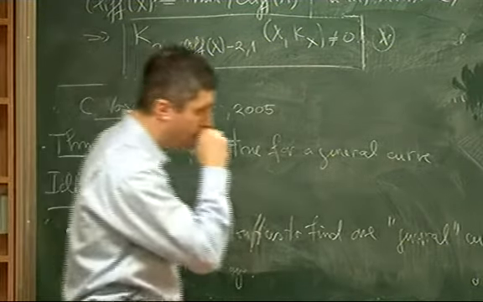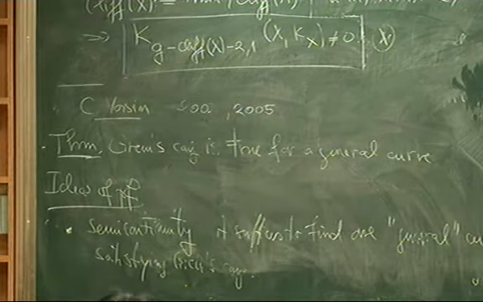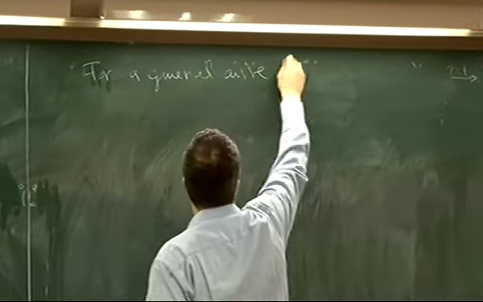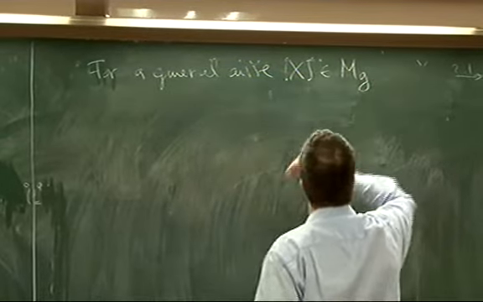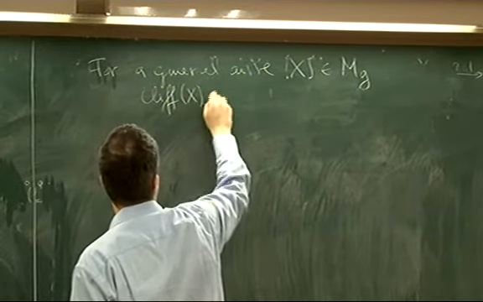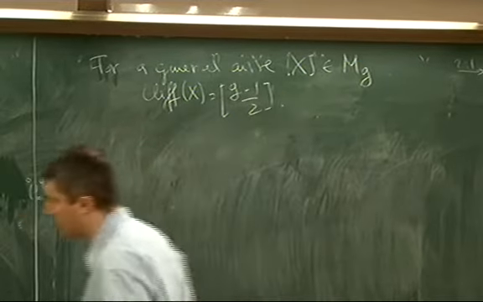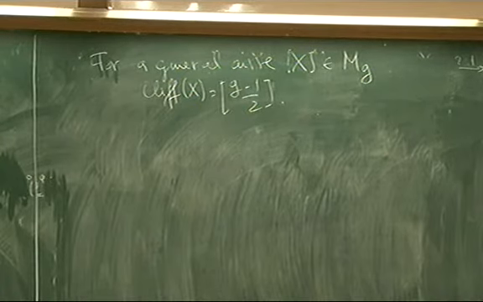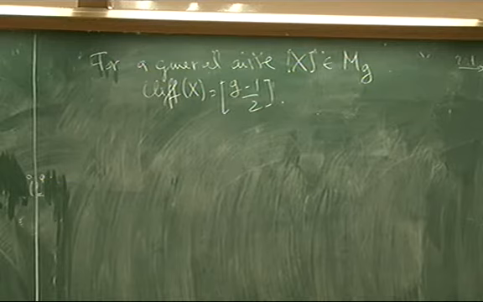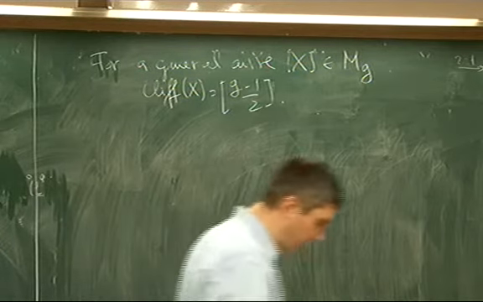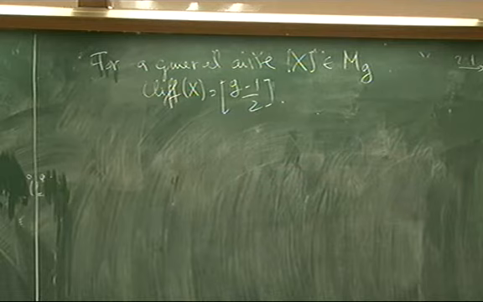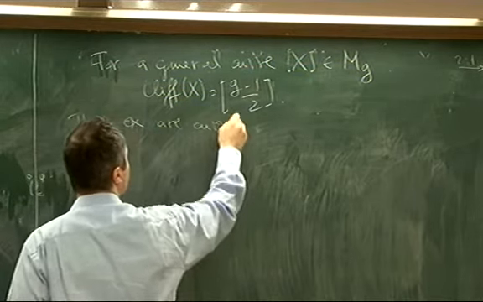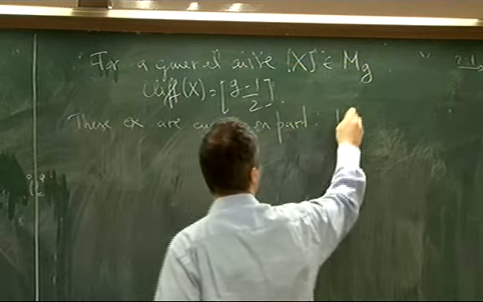And what's the meaning of the general here? It's general in the sense of the Clifford index. So for a general curve X in M_g, the Clifford index is precisely the integer part of (g minus 1) over 2. So it would be enough to exhibit one example of a curve of maximal allowed Clifford index for which the vanishing predicted by Green's conjecture is true. Okay, and these examples are curves on particular K3 surfaces.